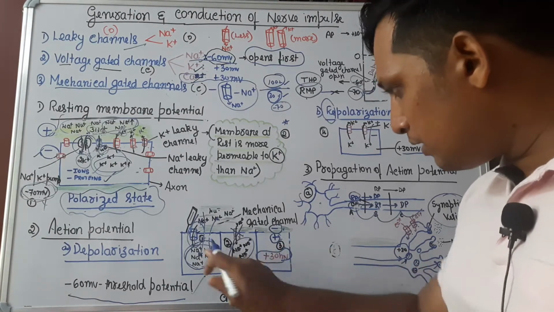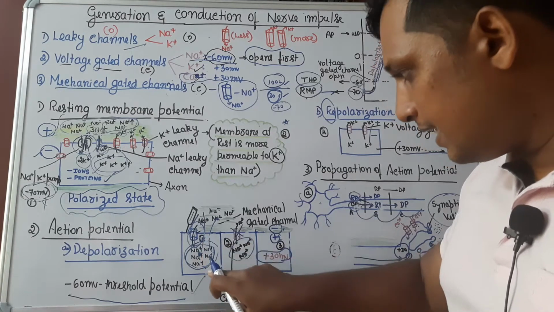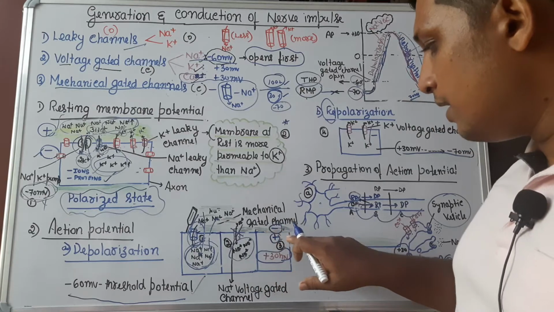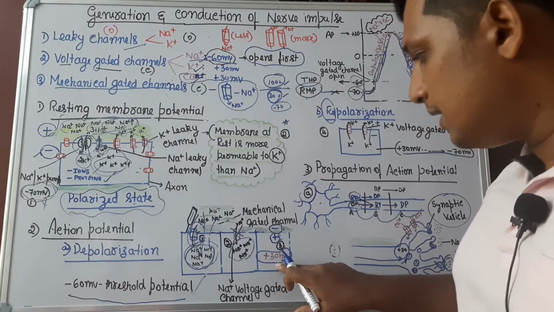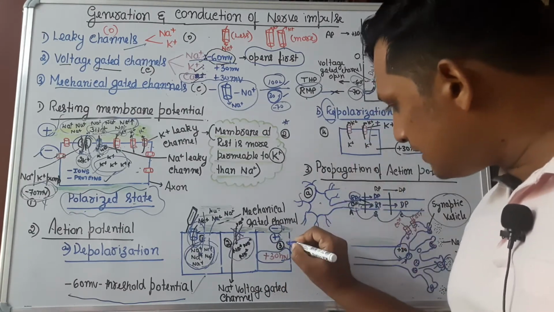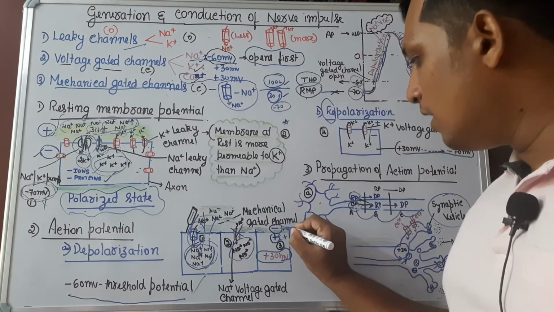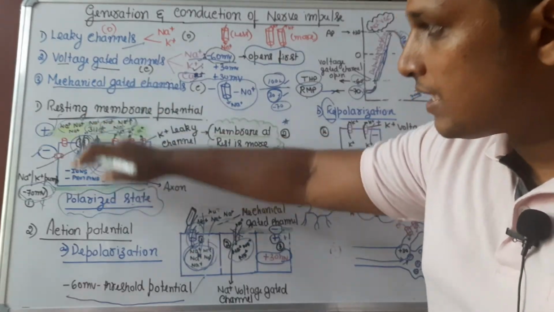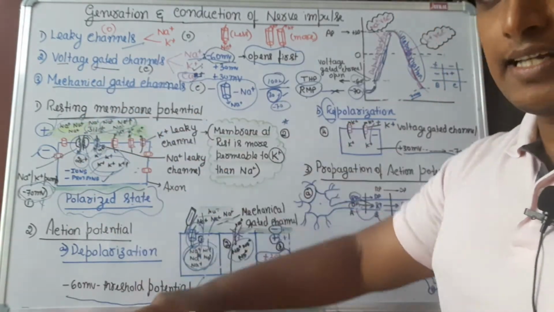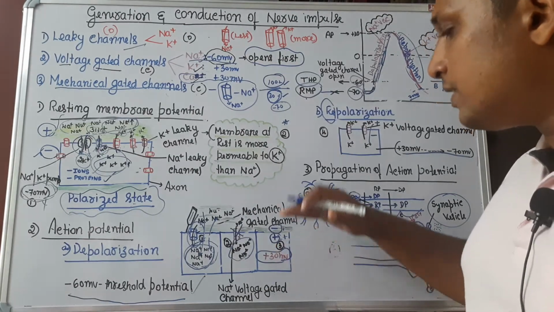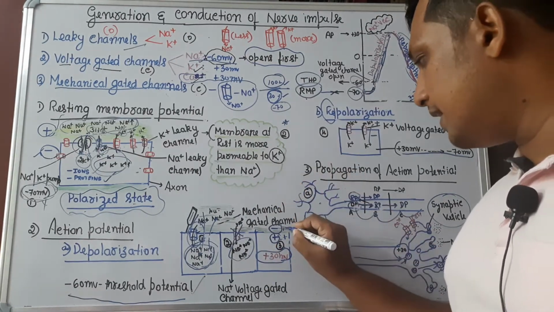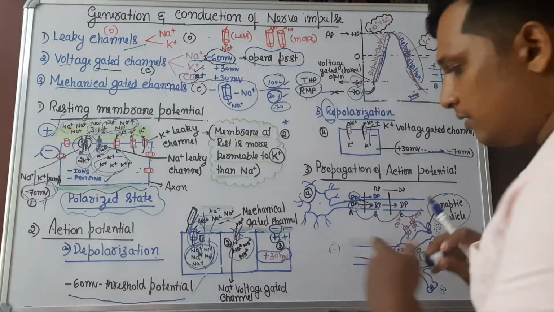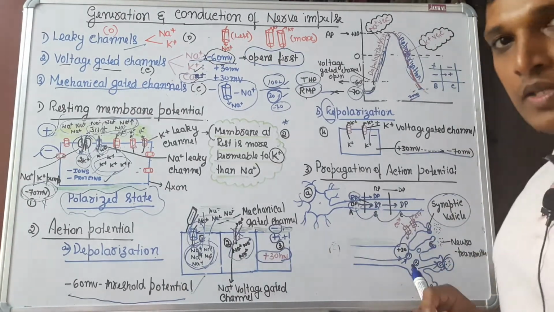Third step I have shown in the form of steps. First, mechanical gated channels open. At threshold potential, voltage gated sodium channels will open. Plus 30 millivolt action potential is reached. As a result, now inside is plus 30 millivolt, outside is negative, because from outside the sodium positively charged ions are decreasing compared to inside. Outside has less positive charge, that's why outside is negative. So in this condition, the membrane is said to be depolarized, inside positive, outside negative.